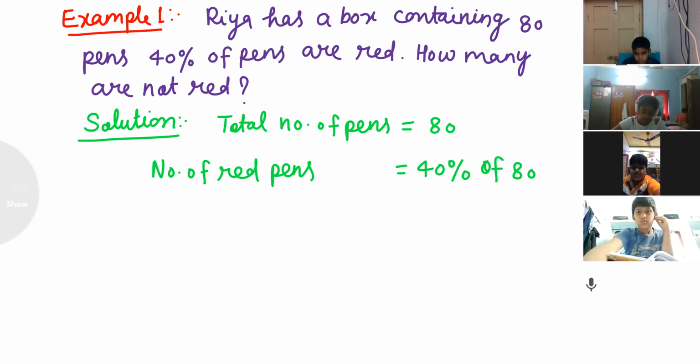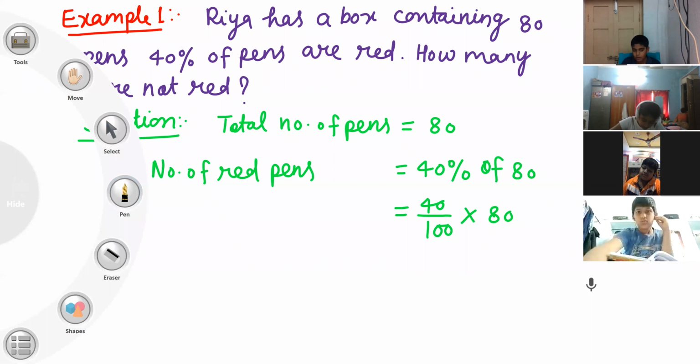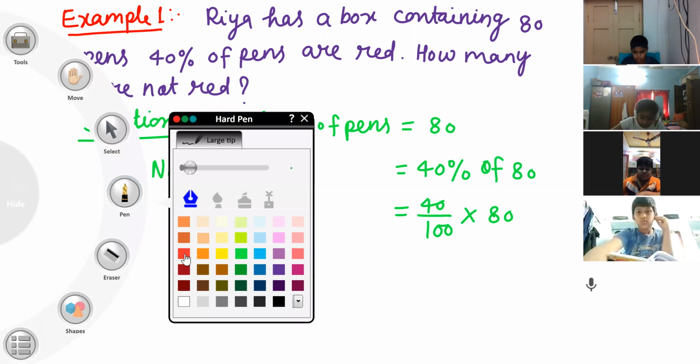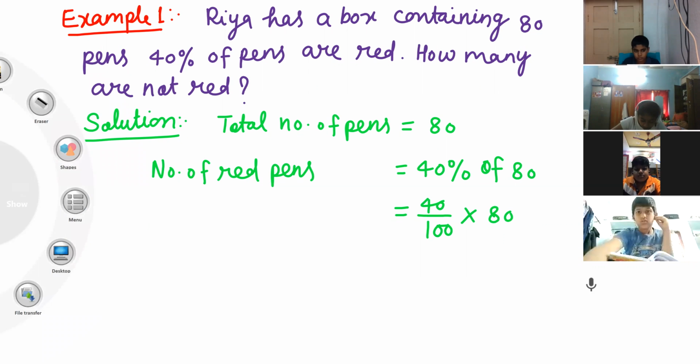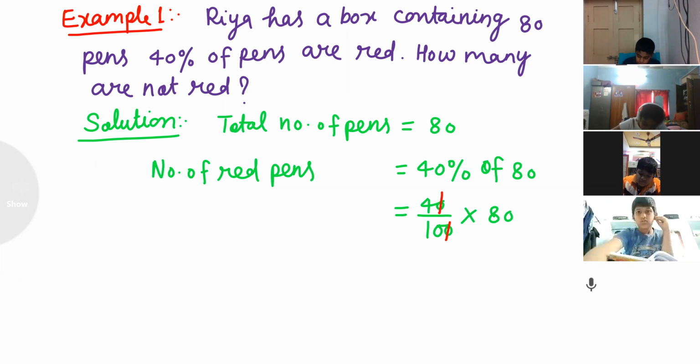Total pen is 80. In the 80 pens, 40% of pens are red. Now 40% means 40 by 100, of means into 80. 10 up cancel, 10 down, 10 this, 10 this cancel. 8 4s are 32. Number of red pens are 32.